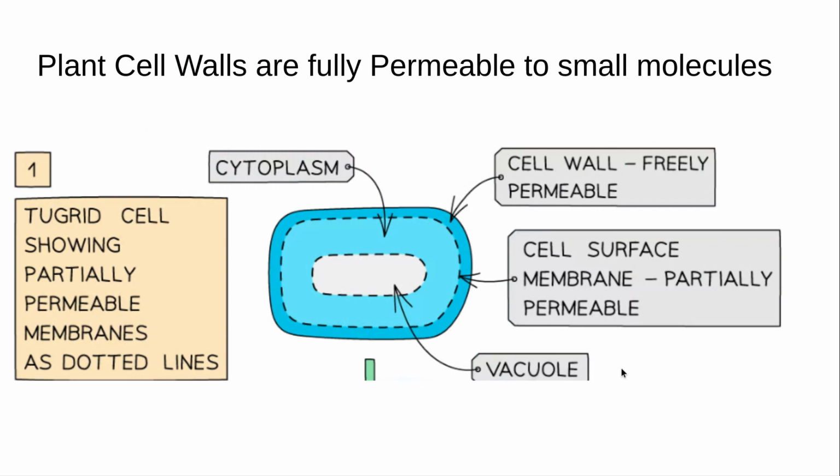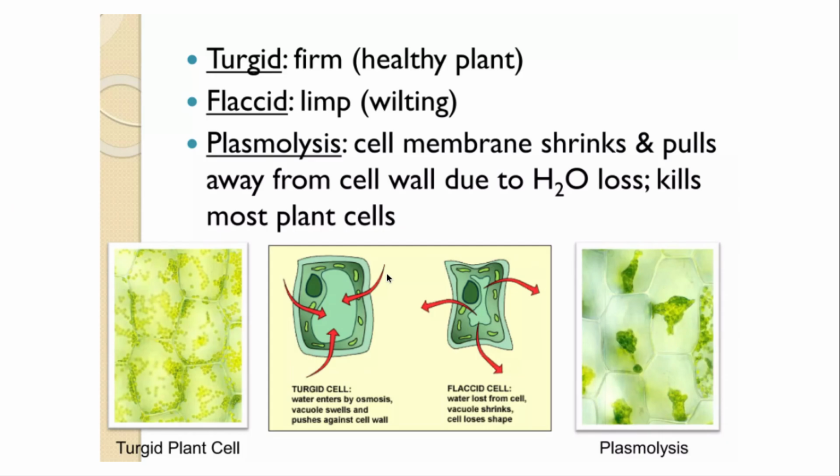Okay, what about plant cells? Plant cells have cell walls in addition to the cell membrane. The thing is, cell walls are freely permeable. They are not semi-permeable. So now a plant cell has a freely permeable cell wall and a semi-permeable cell membrane.